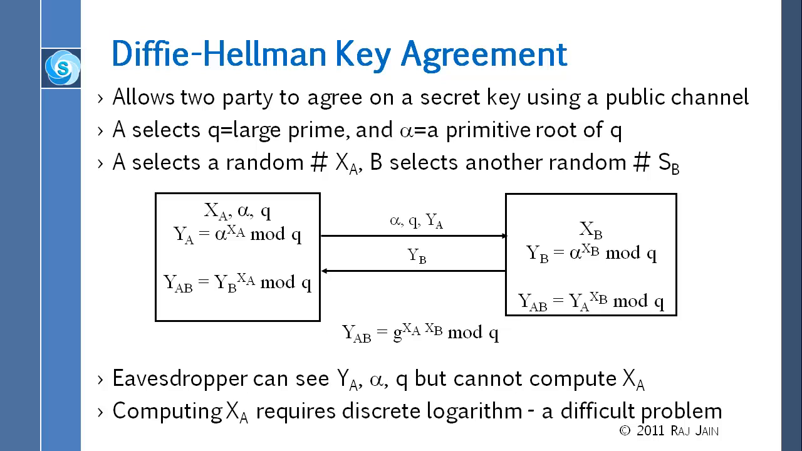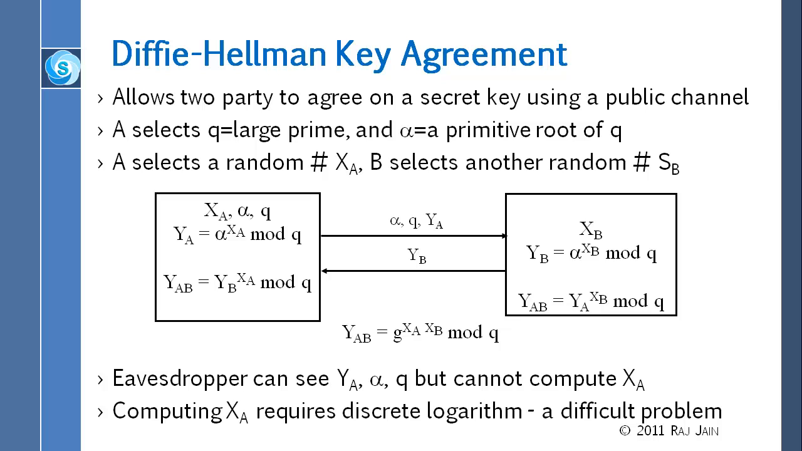YAB is nothing but alpha raised to XA XB mod Q, because YAB is YA raised to XB, right? And YA is alpha raised to XA. So when you raise it to XB, you are raising alpha to XA XB. Similarly, on this side, YB is nothing but alpha raised to XB, and when you raise it to the power XA, you are doing alpha raised to XA XB. So let me just change that to alpha. You can change it in your slide as well.